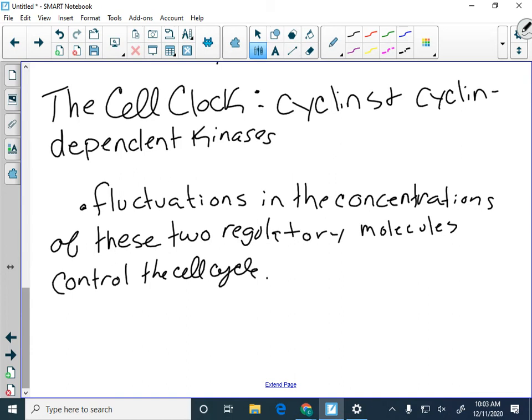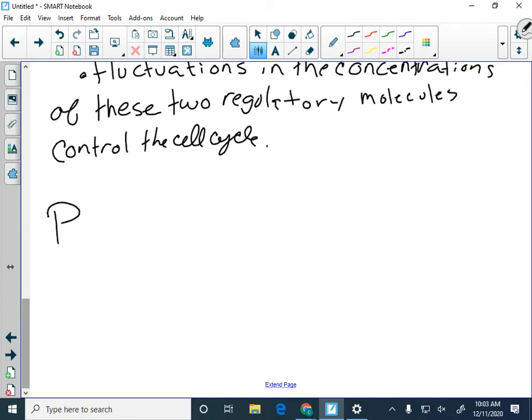So, let's see. I'll give you the definitions of these two molecules and how they work, and then I'll let you do the exit ticket. So these protein kinases, you guys have talked a lot about protein kinases. Pretty important because we're going to write that definition again.